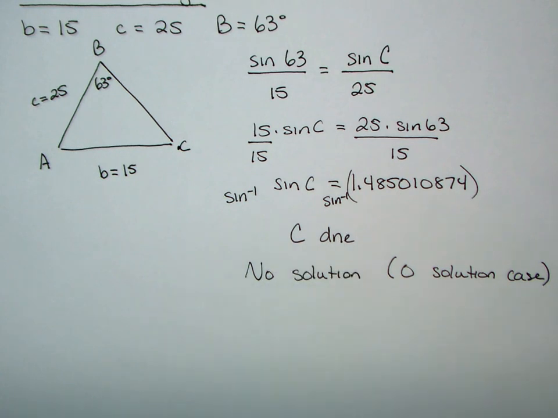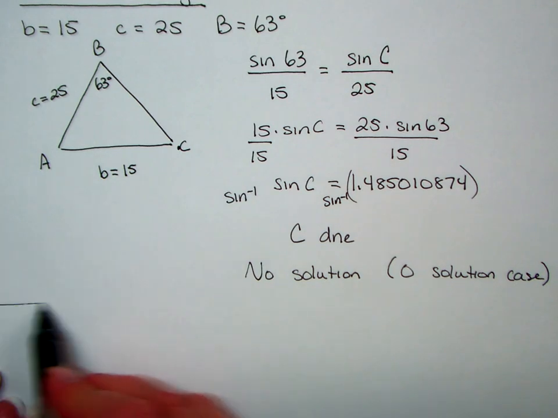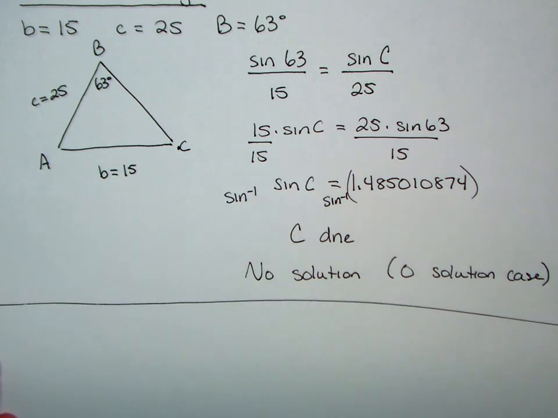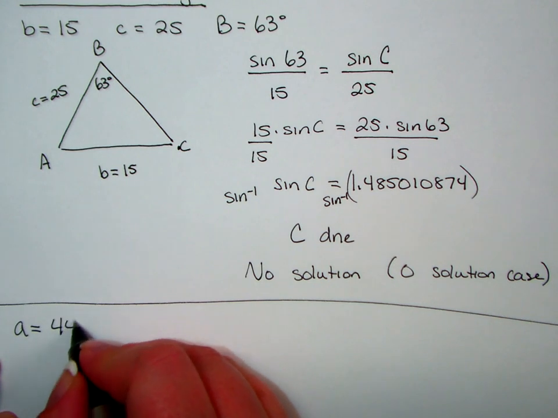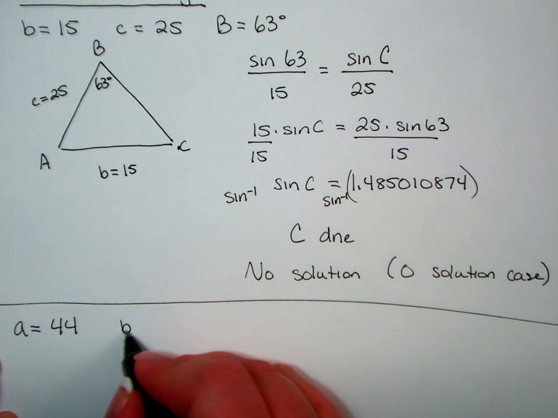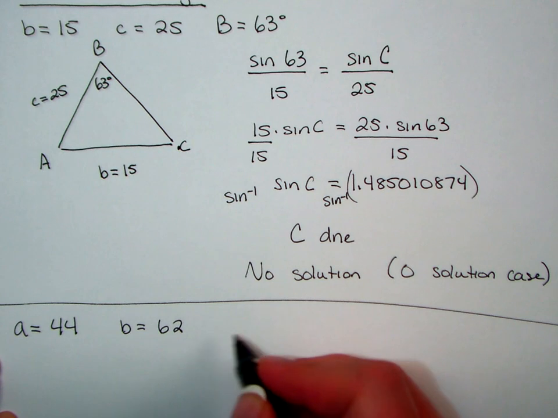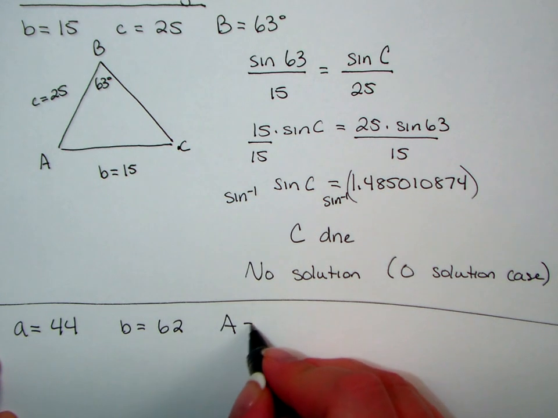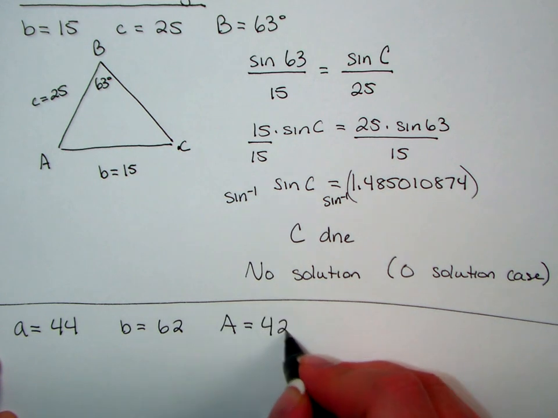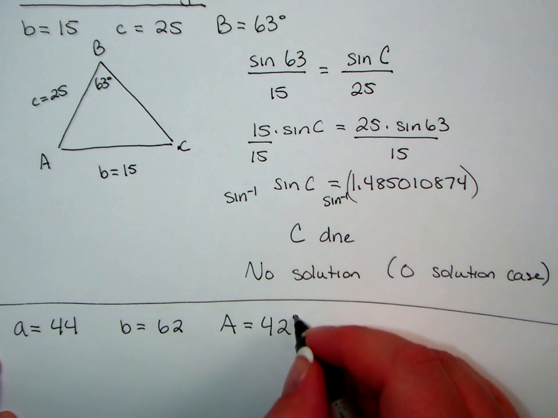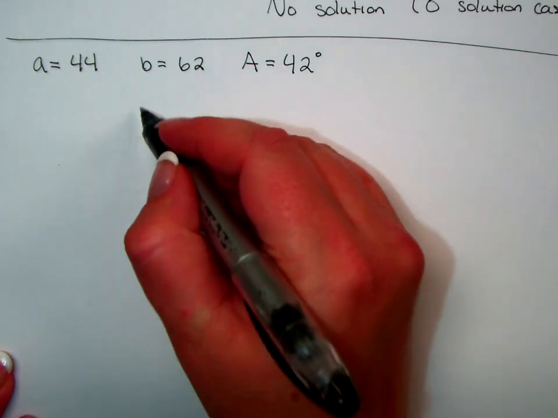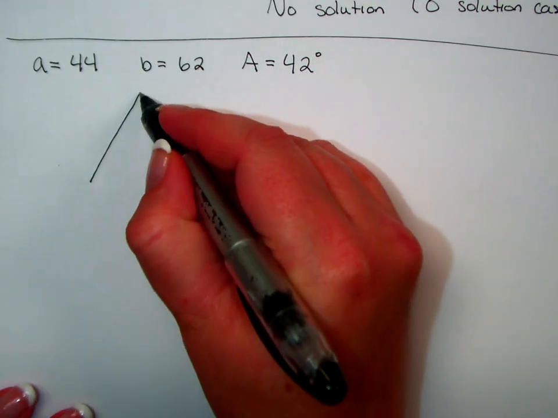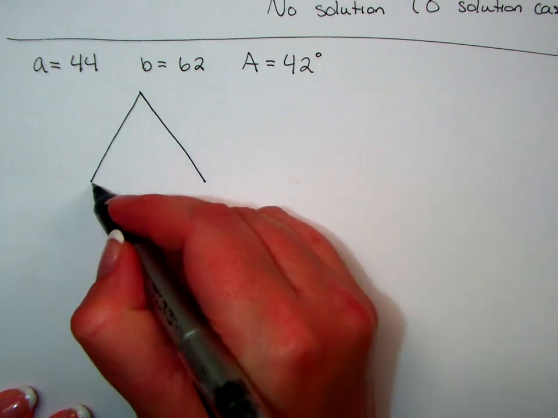All right, so let's try another one. Let's do little a is 44, little b is 62, and angle A is 42 degrees. Okay. So I'm going to go ahead and draw this triangle and label it accordingly.